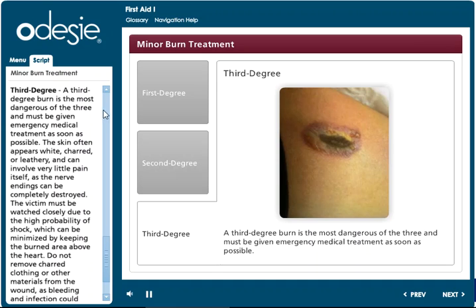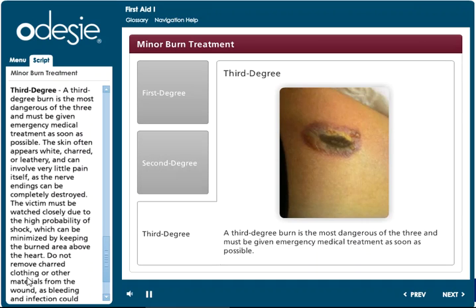A third-degree burn is the most dangerous of the three and must be given emergency medical treatment as soon as possible. The skin often appears white, charred, or leathery, and can involve very little pain itself, as the nerve endings can be completely destroyed. The victim must be watched closely due to the high probability of shock, which can be minimized by keeping the burned area above the heart.